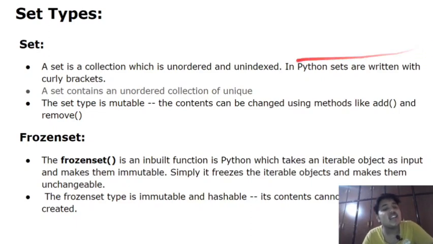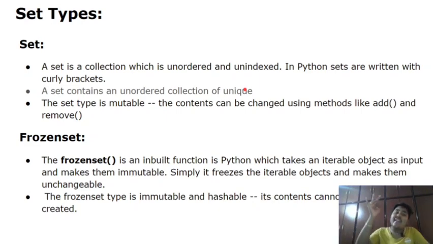A set contains an unordered collection of unique elements. This is very important. Duplication is not allowed in sets, whereas duplication is allowed in lists and tuples. Sets are mutable, and can be changed using methods like add and remove. So we can add elements and we can delete elements. A dictionary is also mutable, which means we can add and delete. But keys, as I have already said, are immutable in nature, and values are mutable in nature.